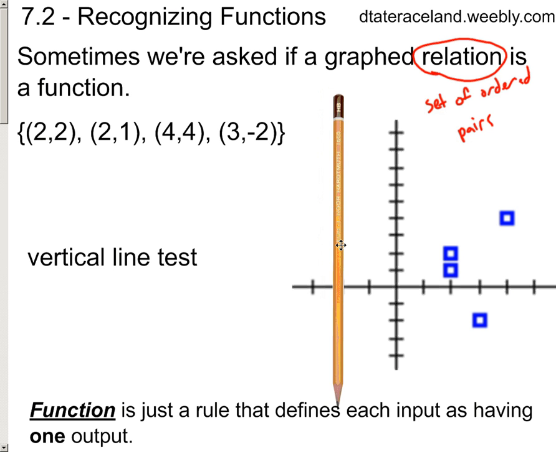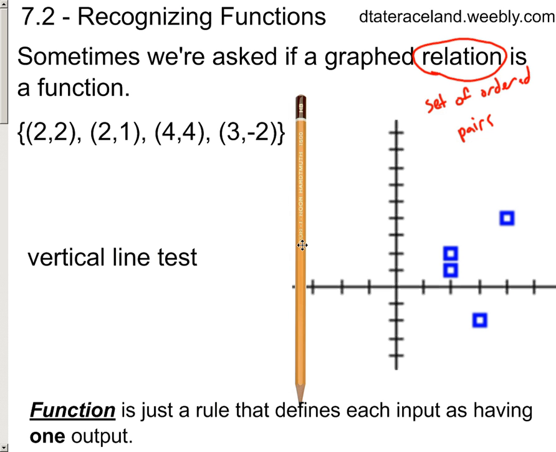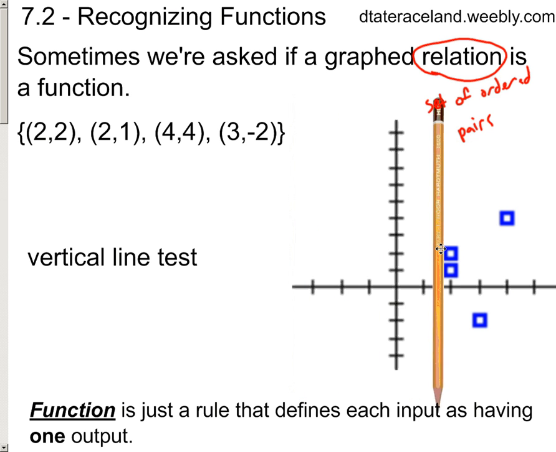Let's back it up and do this. If your pencil bumps into more than one point, it's not a function. So see where it's bumping into these 2 points right here? Not a function. It's okay if it hits 1 point. It's not okay if I hit more than 1 point. So because it hit 2 points right here, that's not okay.